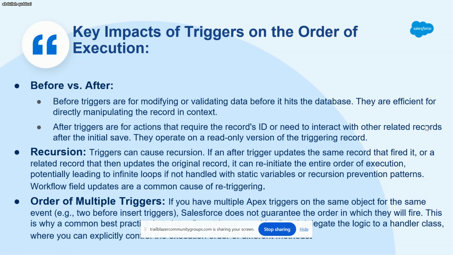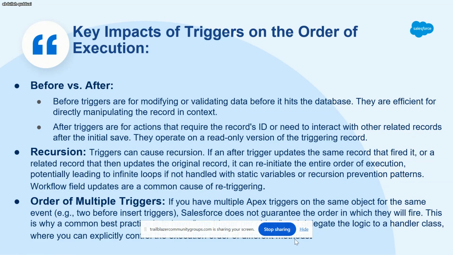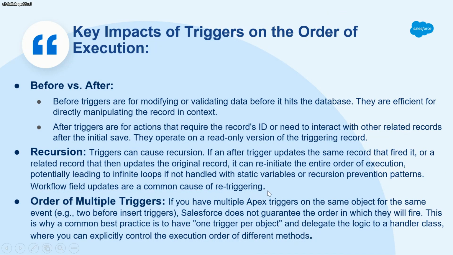If you people want, we can suggest another discussion on the implications of triggers on the order of execution and how they can impact our solution and our project. So these are the high-level things. One problem is recursion, the other is the order of multiple triggers. If you have multiple Apex triggers on the same object for the same event, for example two before insert triggers, Salesforce does not guarantee the order of execution, as I already told you, so we can't predict which one will get executed first. We need to keep a close eye on this as well.